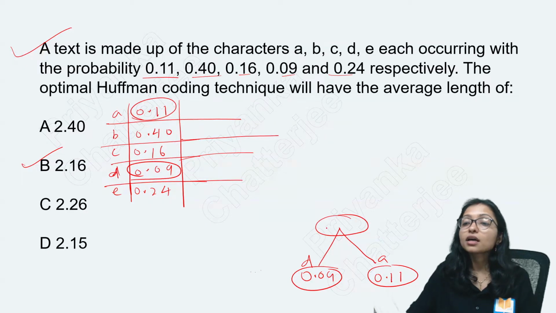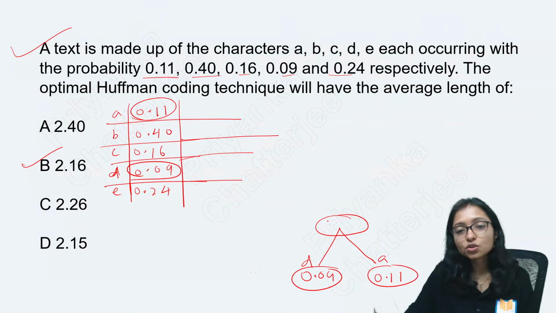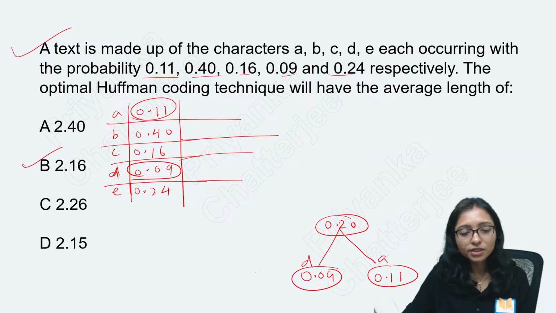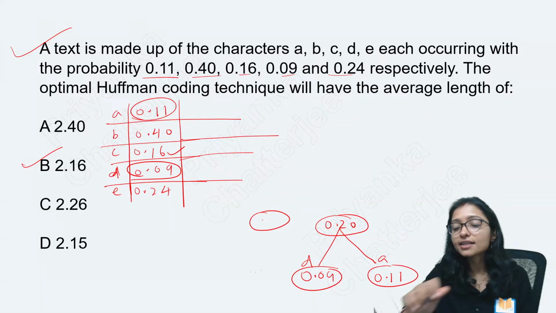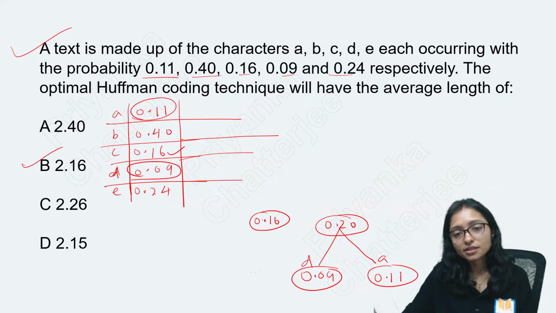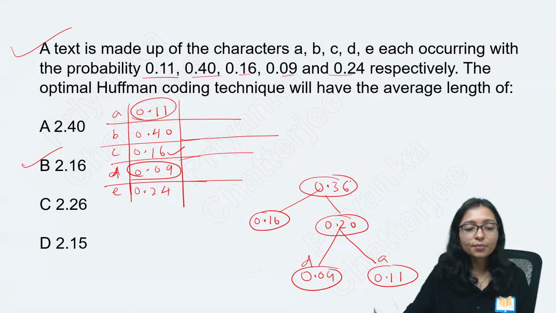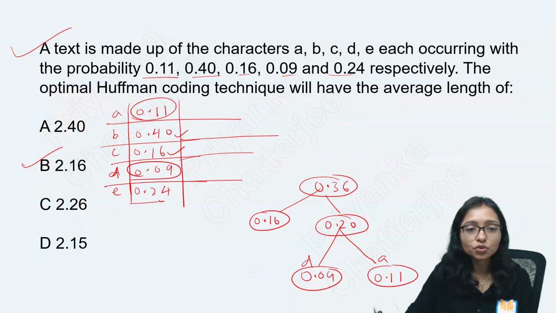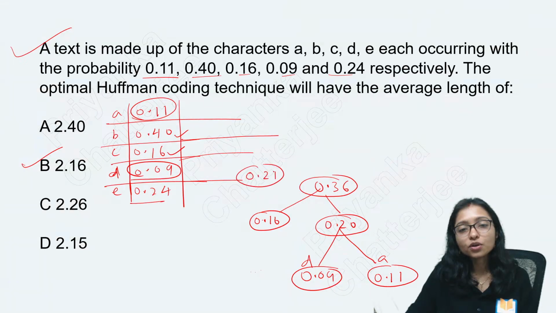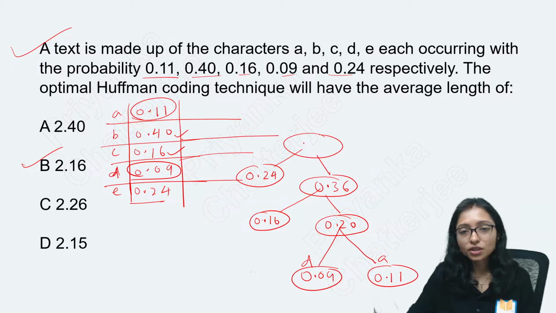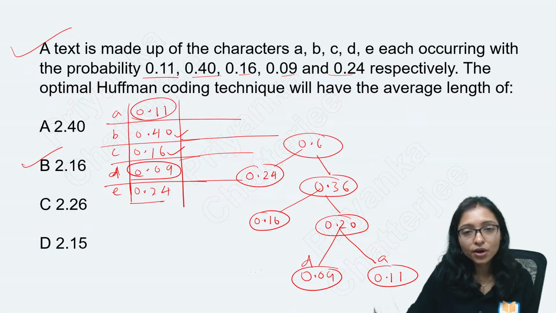After merging, you will add the values to get the total value. What is the total value? 0.20. Now the next one is 0.16. It is less than this, so it goes on the left-hand side. Now just add them: 0.36 is coming. After that, the next one is 0.40, and you have 0.24. It is less, so 0.24 goes on the left. Again you will merge them together: 0.24 plus 0.36 gives you 0.60.